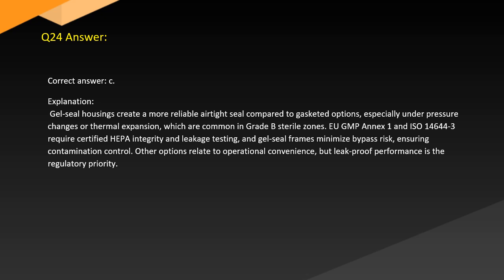Answer. Correct answer: C. Explanation. Gel seal housings create a more reliable airtight seal compared to gasketed options, especially under pressure changes or thermal expansion, which are common in Grade B sterile zones. GMP Annex 1 and ISO 14644 require certified HEPA integrity and leakage testing, and gel seal frames minimize bypass risk, ensuring contamination control. Other options relate to operational convenience, but leak-proof performance is the regulatory priority.